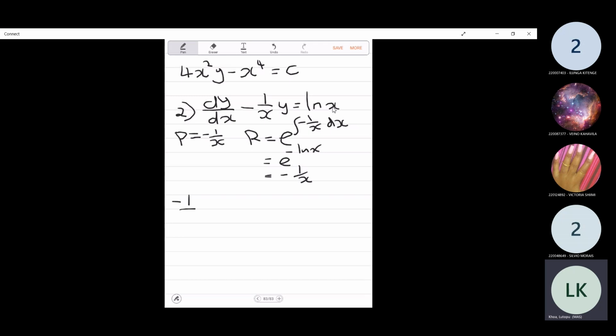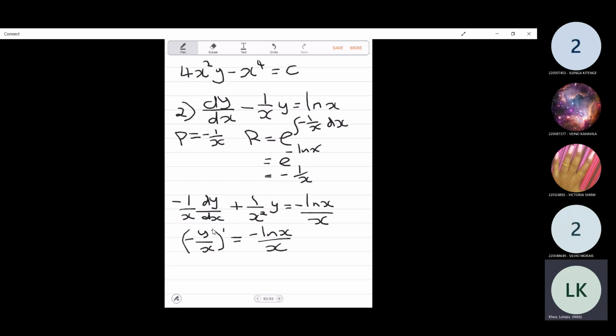And what I have is minus 1 over x dy dx plus 1 over x squared y. This is equal to minus ln of x over x. Okay, so here, just looking at this, here I have minus 1 over x. The derivative of minus 1 over x is positive 1 over x squared. Here I have y. The derivative of y is dy dx. So I can condense this as the product rule. This is negative y over x prime. This is minus ln of x over x.